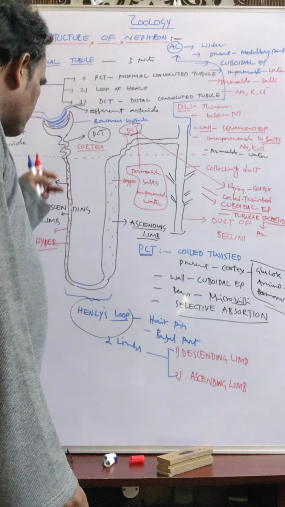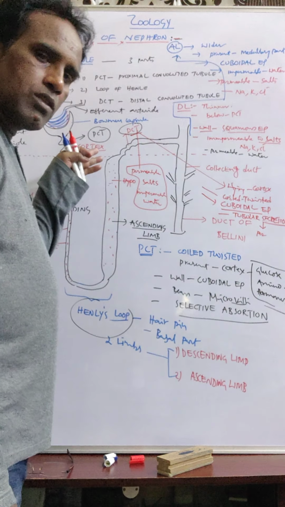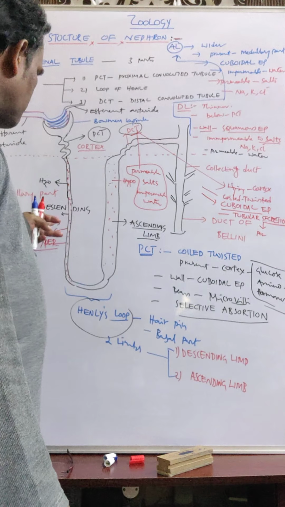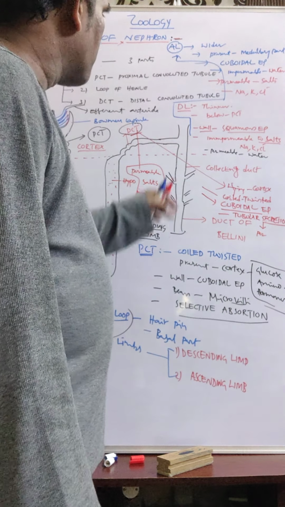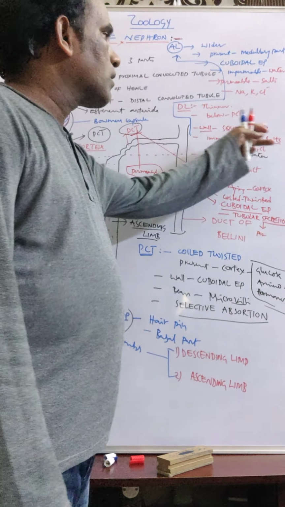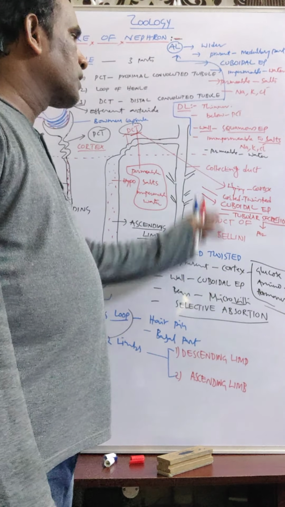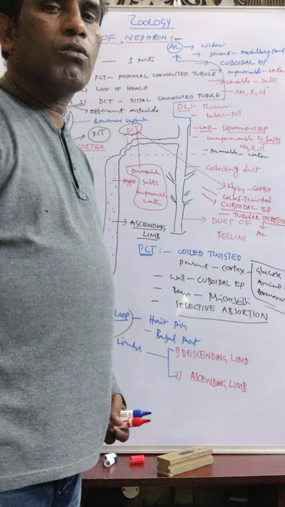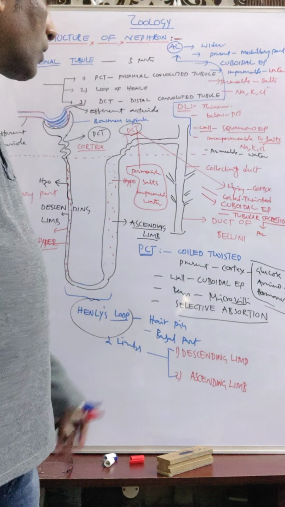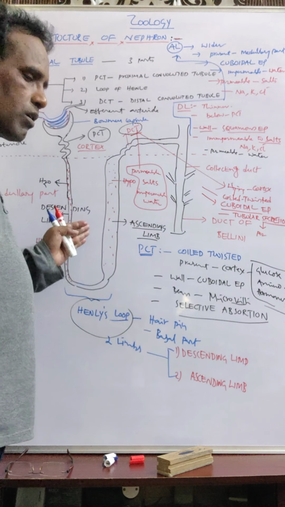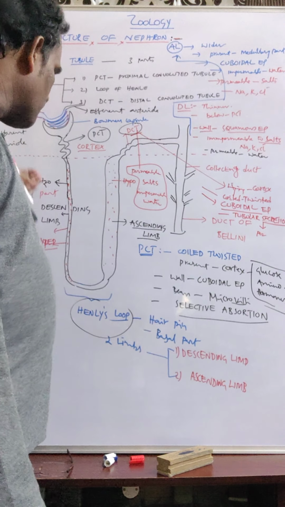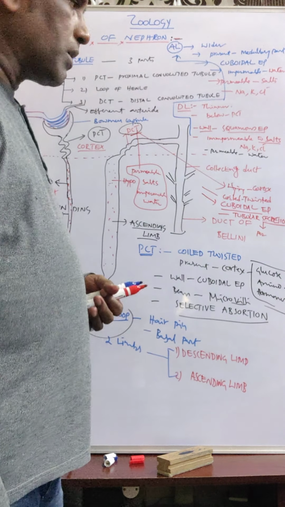The descending limb: the PCT opens into a narrow tubule called the descending limb. This descending limb is thinner and present below the PCT. The wall becomes squamous epithelium, impermeable to salts like sodium and potassium, and permeable to water. So hypertonic urine is formed in which limb of Henle's loop? A very important point: the descending limb.